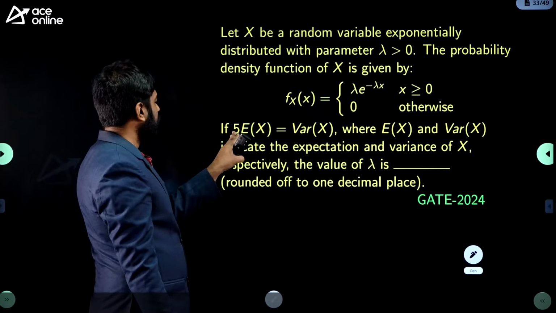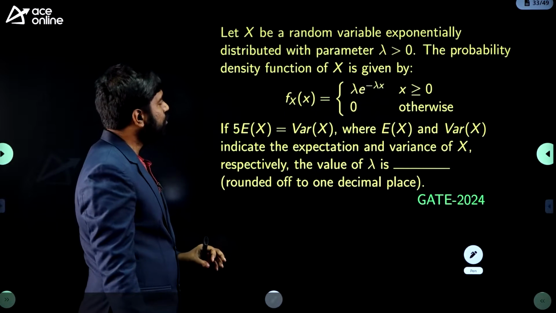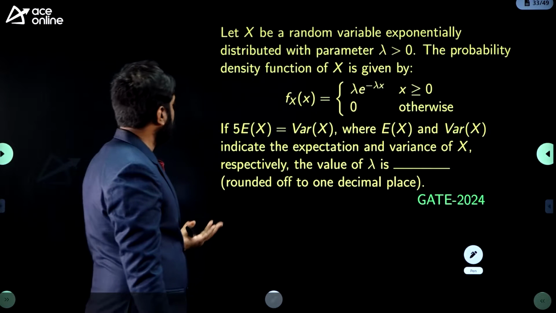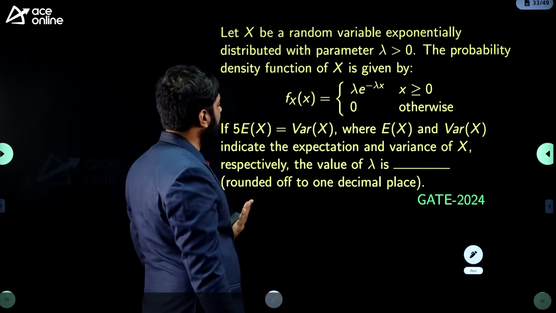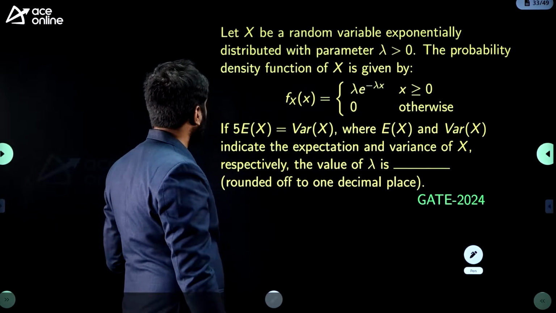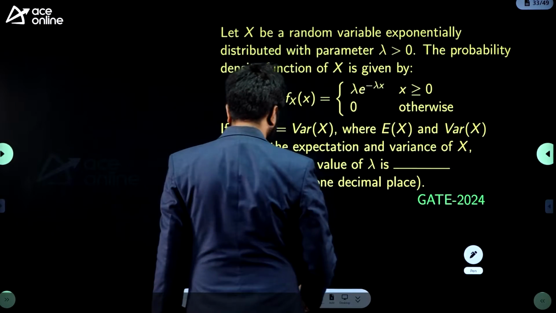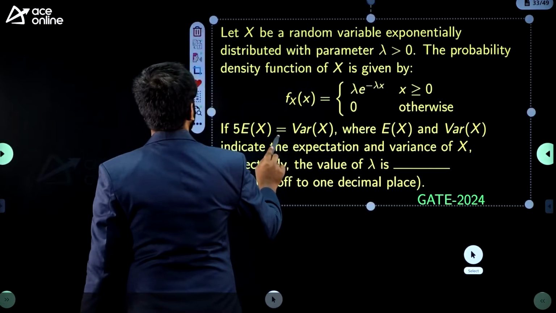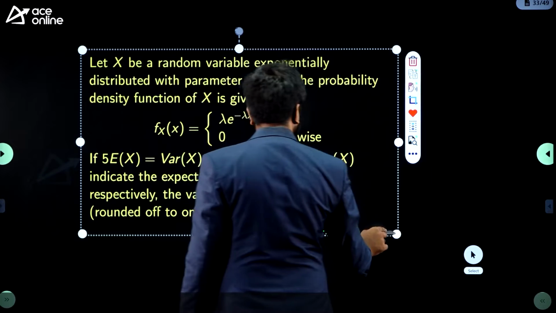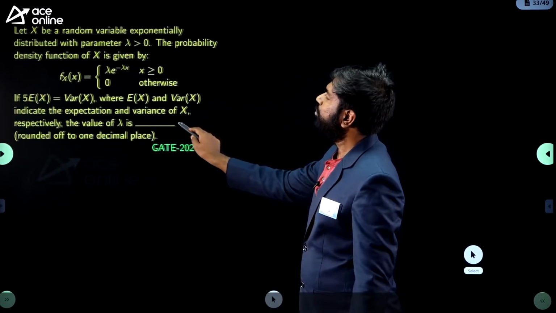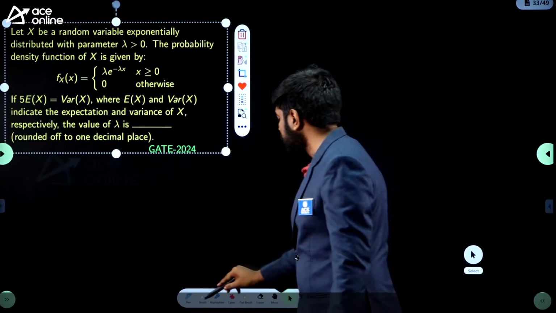And they also gave 5 times the expectation of x is the variance of x, where E of x and the variance of x indicate the expectation and the variance of x. The value of lambda is dash. So given this condition, they want the value of lambda. So you are supposed to know what the mean and the variance of an exponential random variable are.